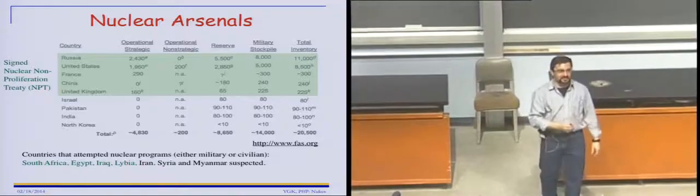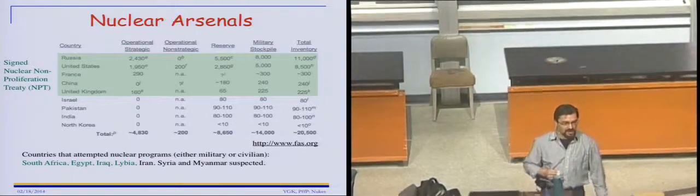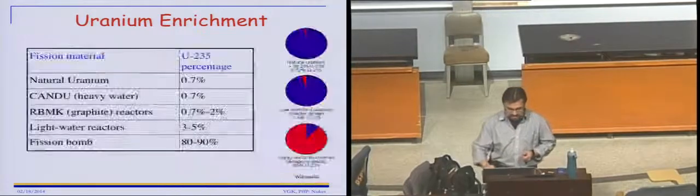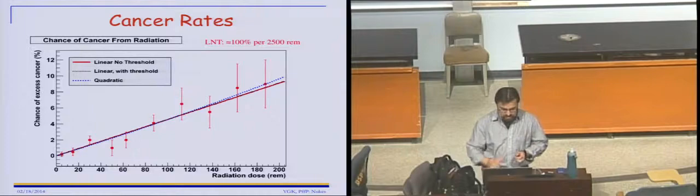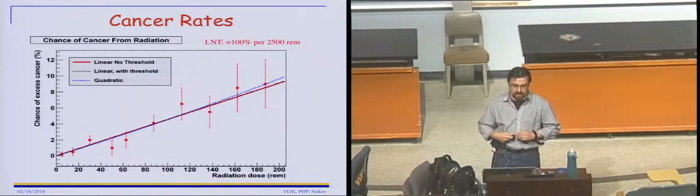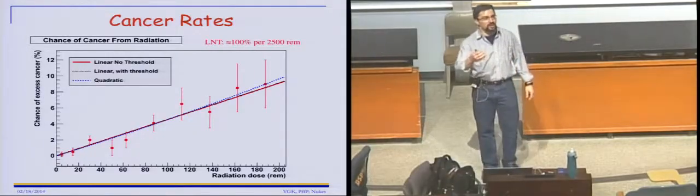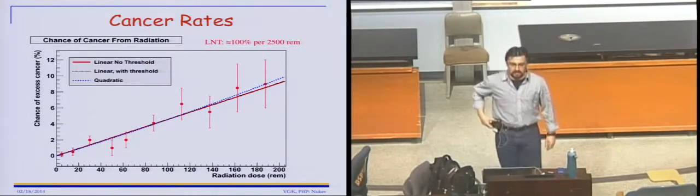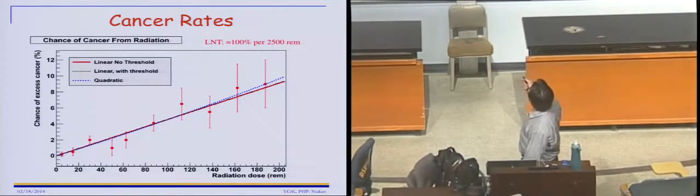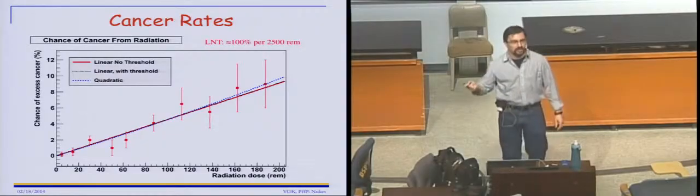Is the hypothesis how many people will die from cancer, or how many people will get cancer? That's a good question. The question was whether the linear hypothesis is how many deaths or how many extra cancers would be observed. The actual number is how many extra cancers.